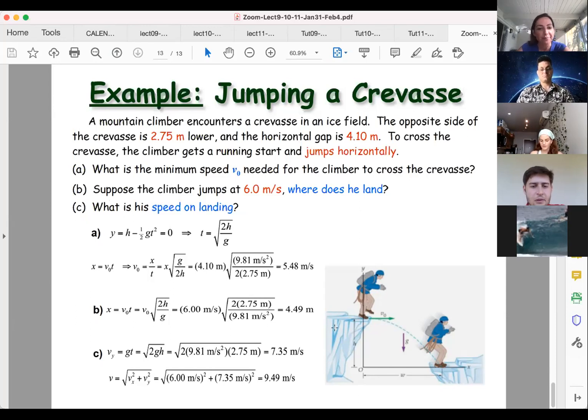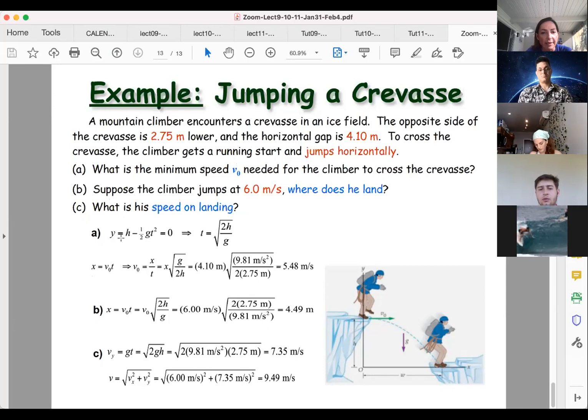Here we have, again, two components: one along y and one along x. The first thing you can do is to write all the equations along x and along y to see what you know about it. We are looking for the minimum speed, V0.